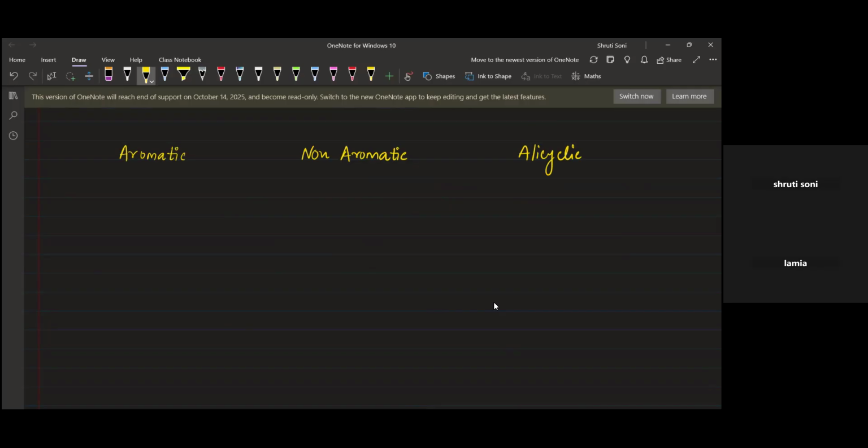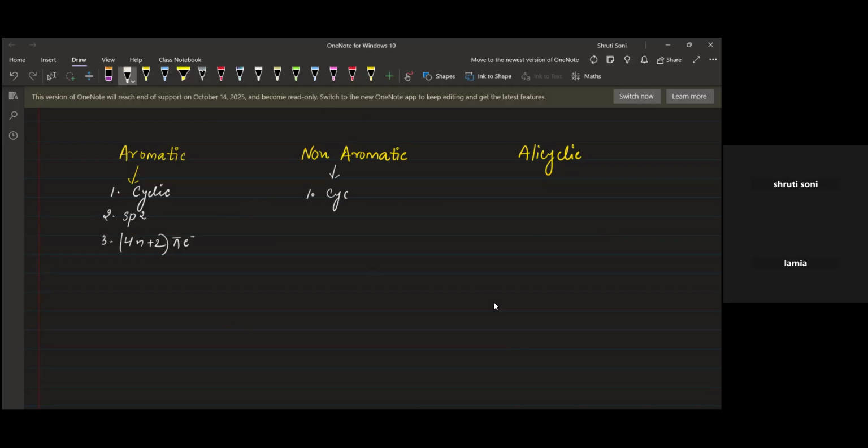Okay. So aromaticity will be identified by three rules. Tell me all the rules. The first one is it must be cyclic. Second, every carbon has to be sp2 hybridized. And the third is Huckel's 4n plus 2 pi electrons. And in case of non-aromatic, all the rules are the same as an aromatic compound.